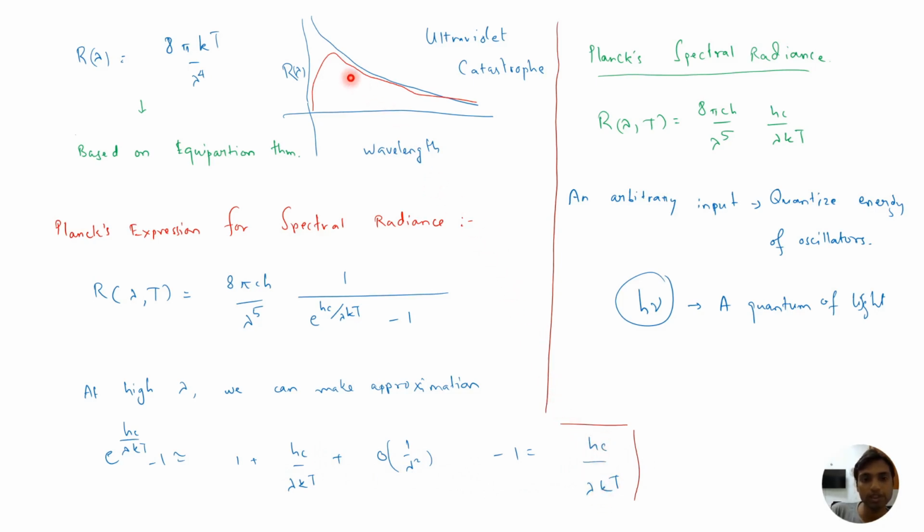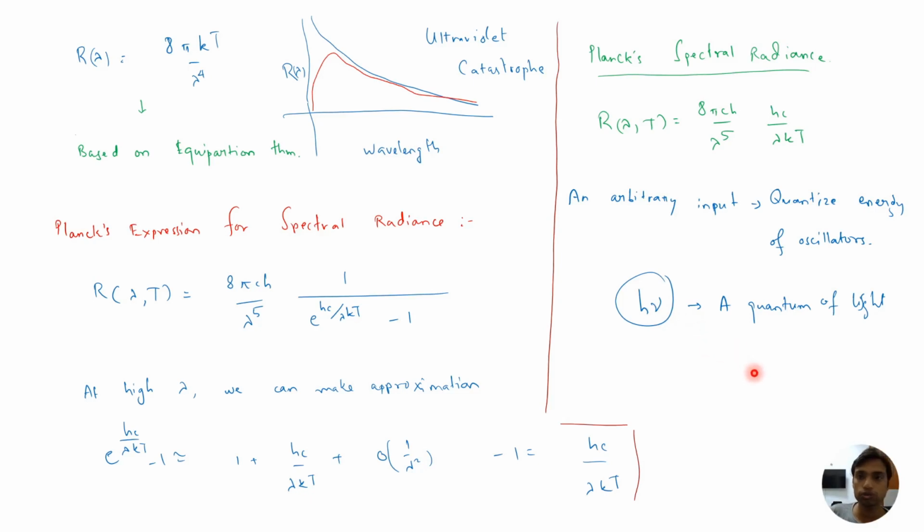So at high wavelength it matches very well, and even at low wavelength you get a very nice match for Planck's expression of spectral radiance. So Planck's spectral radiance solves the ultraviolet catastrophe. The main input to this is that h nu, the energy can be absorbed by the oscillators only in packets of h nu or integral multiples of h nu, not as fractions of them.